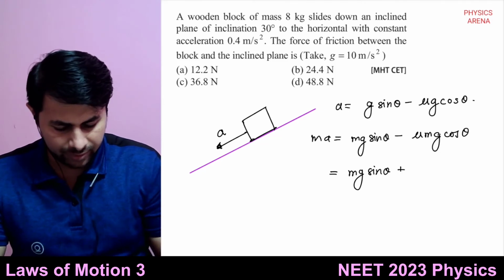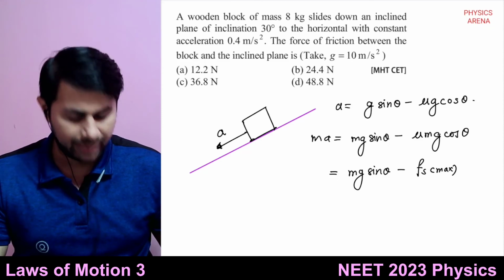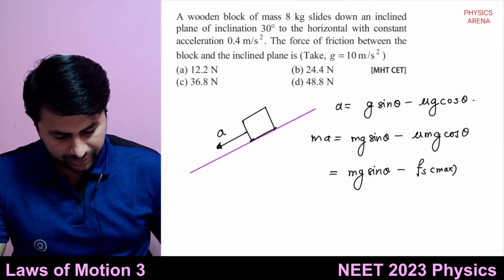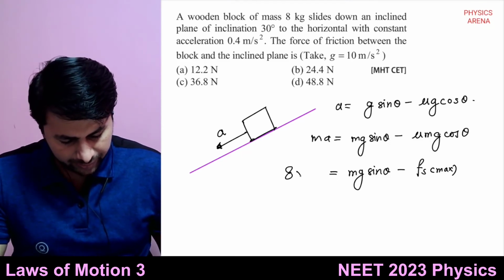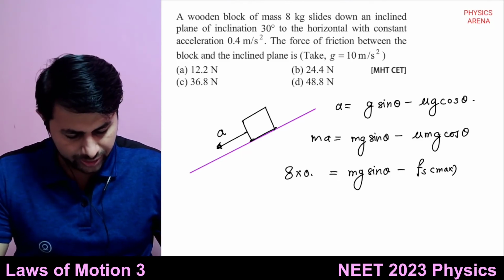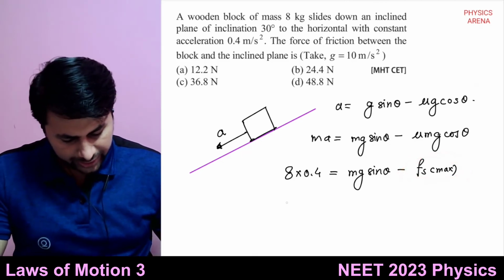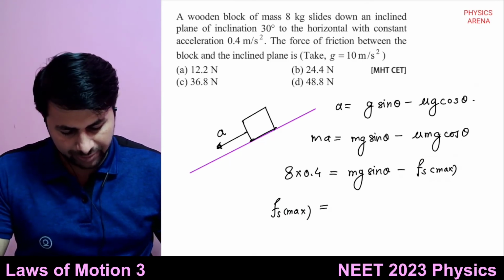So this is minus frictional force, Fs max. So this we can find out directly. Okay, and here mass is given, so it is m times a. Mass is 8 kg multiplied by acceleration is how much? 0.4. Now take this on left hand side. So what do you get? Fs max is equal to mg sin theta.